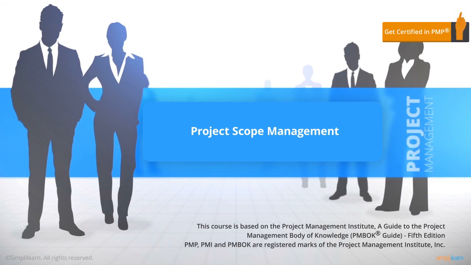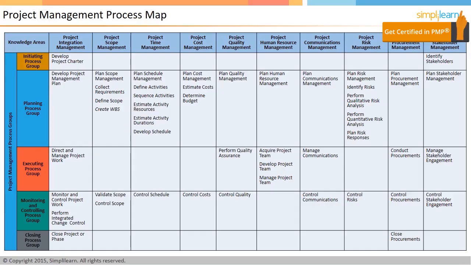In this lesson, we will focus on project scope management. There are 47 processes in project management grouped into 10 knowledge areas and mapped to 5 process groups. In this lesson, we will look at the second knowledge area, that is, project scope management and its processes. Let us begin with the first topic of this lesson, that is, project scope management.